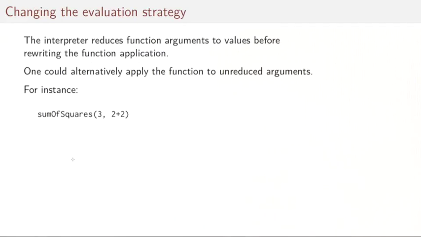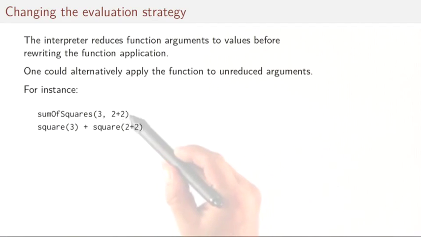We've seen that the Scala interpreter reduces function arguments to values before rewriting the function application. That's not the only possible reduction strategy. Alternatively, one could apply the function to unreduced arguments. For instance, we could start with sumOfSquares(3, 2 + 2), and then go on as follows.